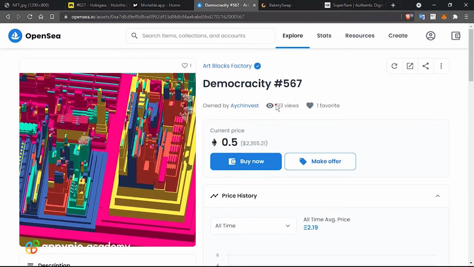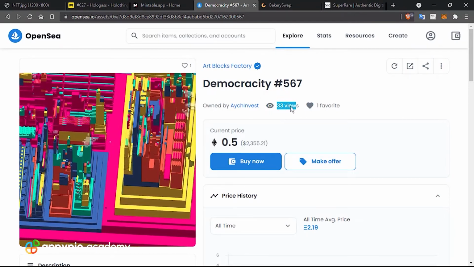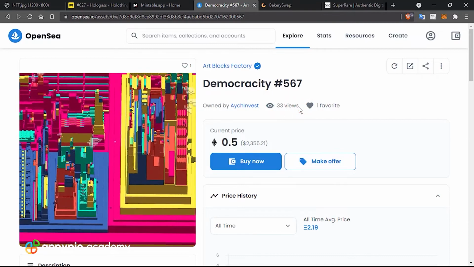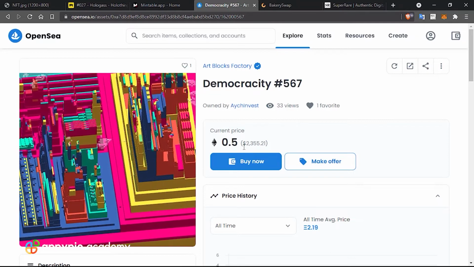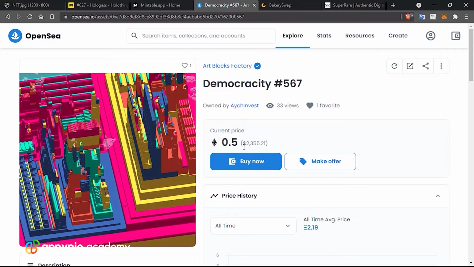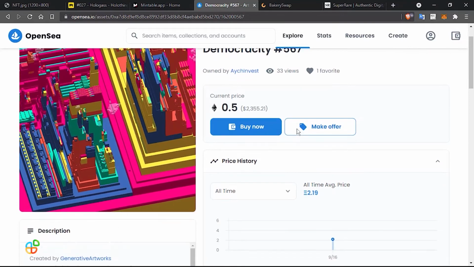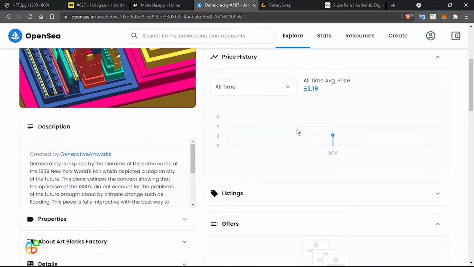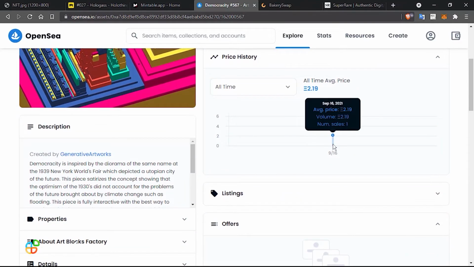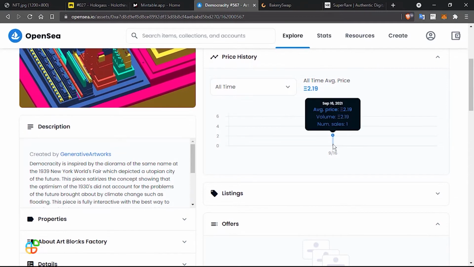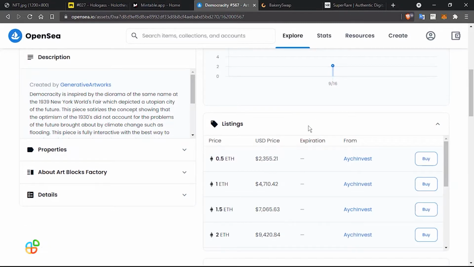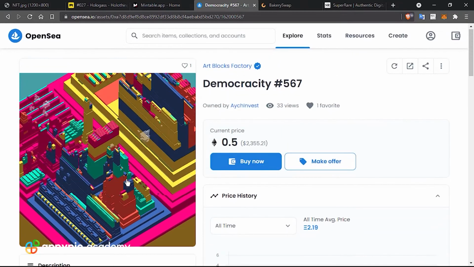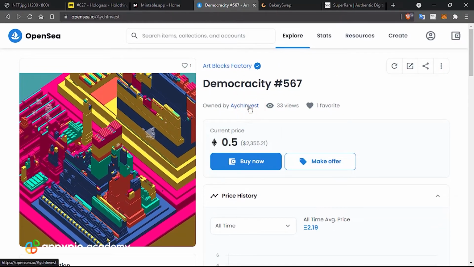You can see this has got 33 views, which is definitely quite higher than the previous one, and it's also a favorite for one person. The price is somewhere around $2300 on 0.5 ether. And you can see the price history. The price history is just for one single day. So just keep in mind, before you buy, what sort of prices are kept there. This is the price kept by this author. Let's open this also.